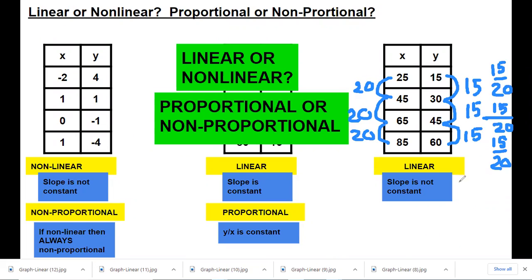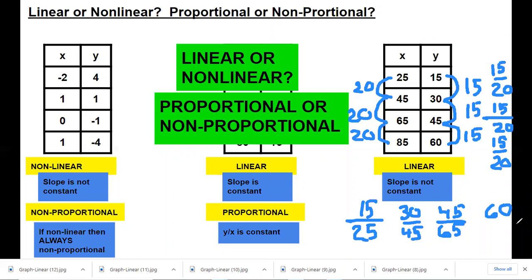So y is 15, X is 25 in the first point. The next point is 30 and 45, and we have to reduce that and see if that's the same number, right? And then we have 45 and 65. And then finally we have 60 and 85.